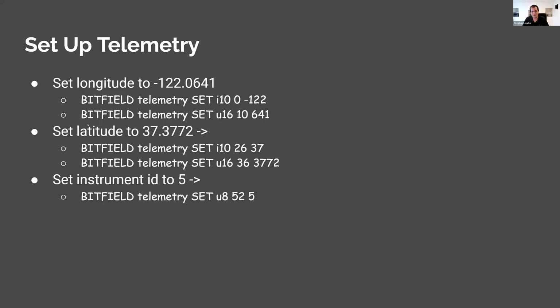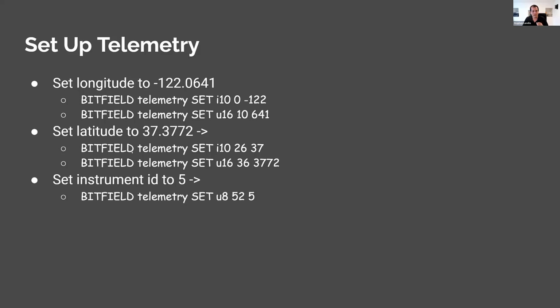We go to the offset of bit 0, and we pass in negative 122, which was the integral portion of this. Then we can take this same bitfield and set a U16. This is now an unsigned 16-bit integer at offset 10, 641. So now we've actually stored this negative 122.0641 in this telemetry data.